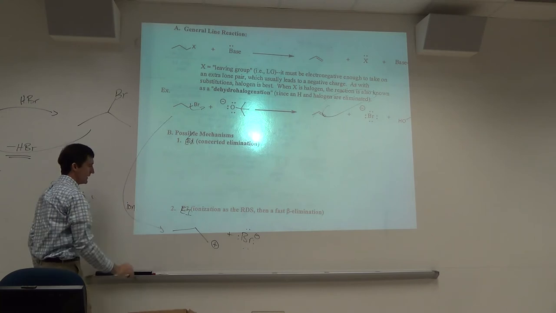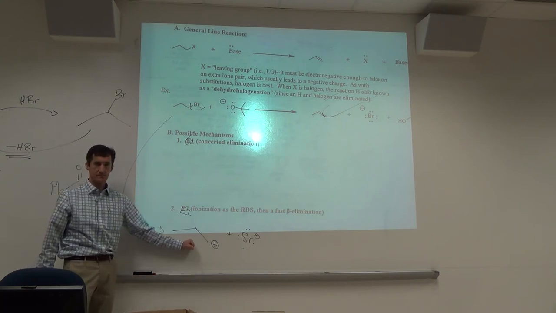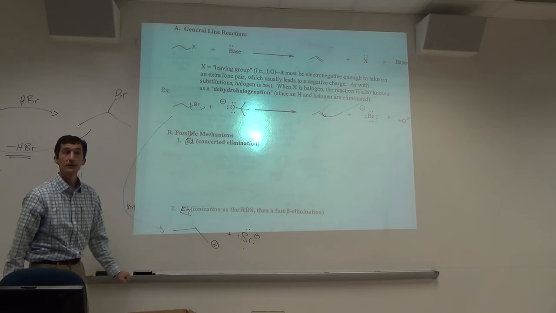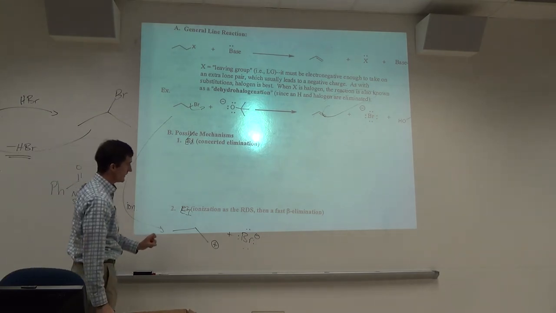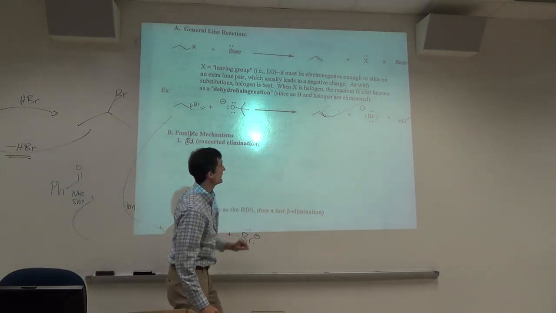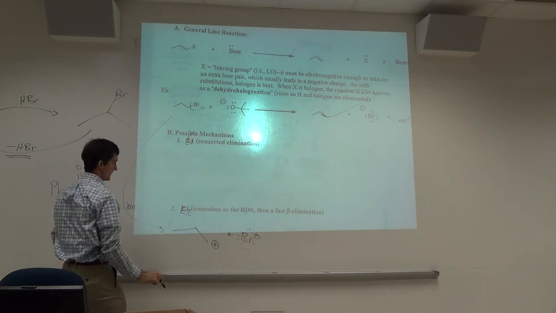Ionization. And I know some of you are already hating this mechanism. Right? But we're going to do it anyway. Ionization. We made Br minus. How can we get the alkene and also get the other product up there?